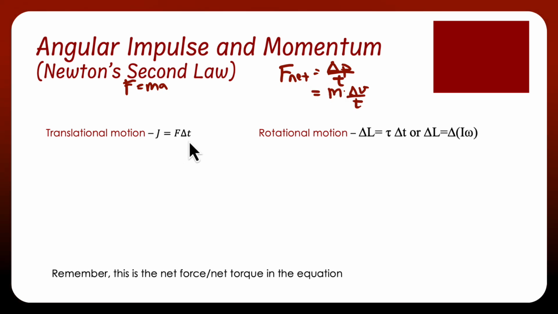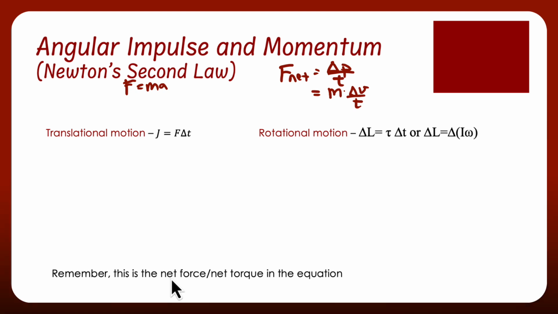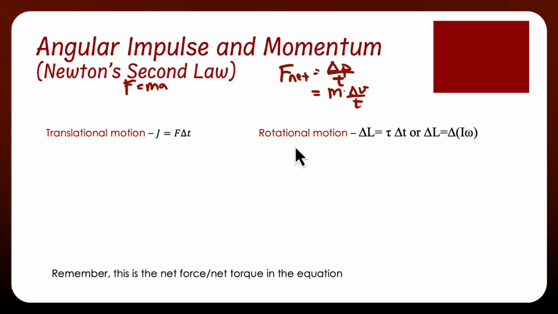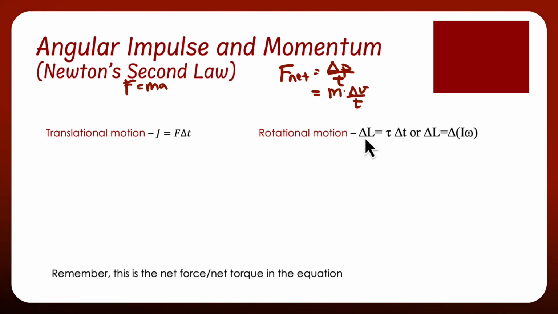That's what I have here. Again, reminder, this is a net force. If I translate that into rotational motion, I have change in L instead of a change in P. So there's my impulse. Instead of force, I have to have torque, and time does not change.